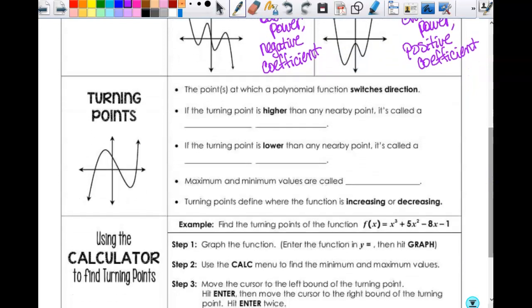So the points at which the polynomial switches direction from increasing to decreasing, that sort of thing. If the turning point is higher than any nearby point, like this one right here, this is higher than all the points in its neighborhood right around it. Not necessarily of the whole thing, just right there. Then we would call that a what? Very good, a relative maximum.